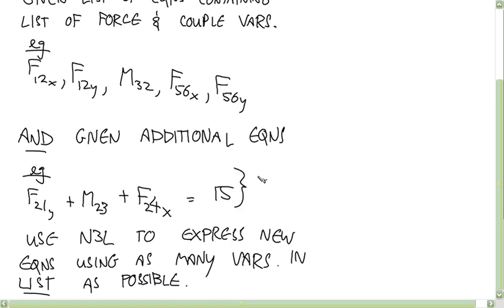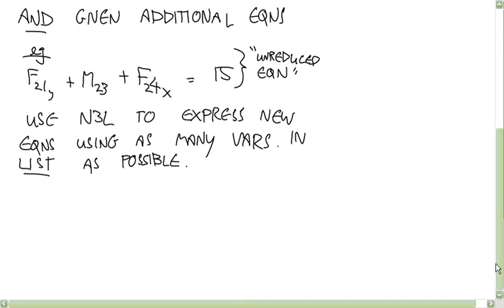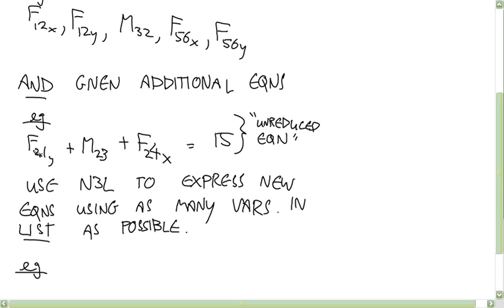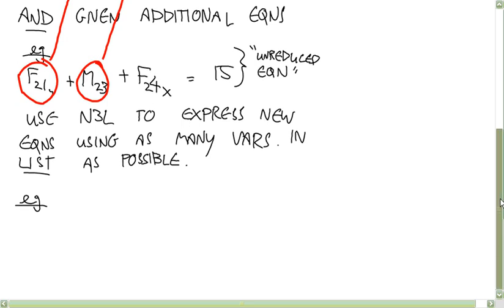So I'll call this the unreduced equation. And then in this case, let's see, what can we replace? We can replace this with this. Sorry, that's the y, right? And we can replace this one with this and nothing else, right? So our reduced equation then is negative F12y minus F32 plus F24x is equal to 15.